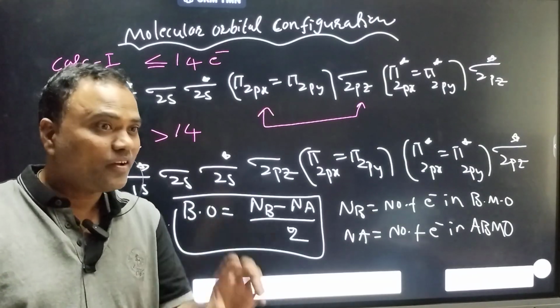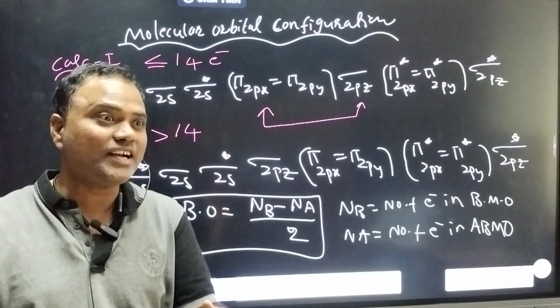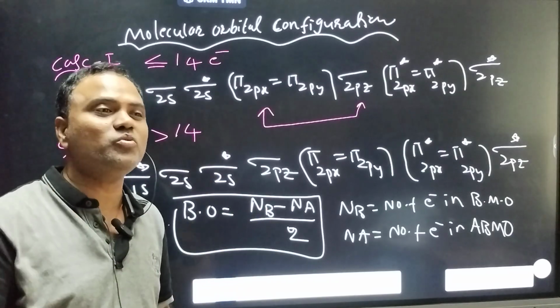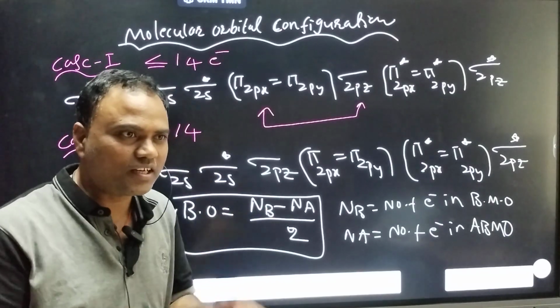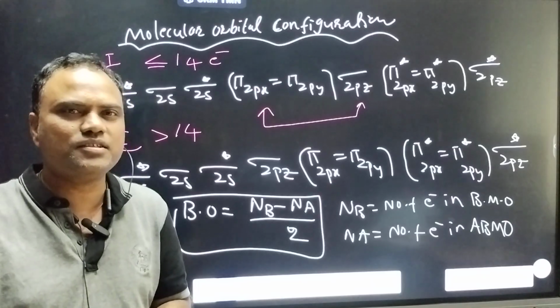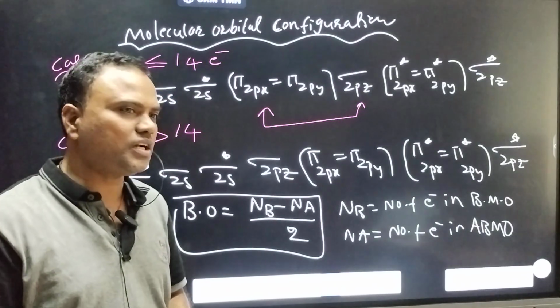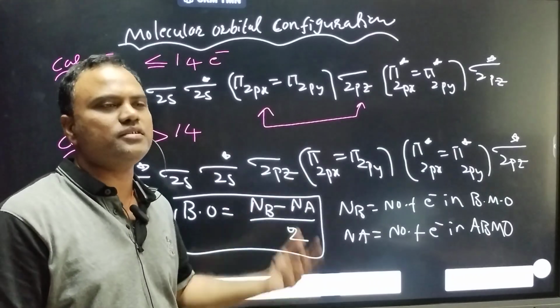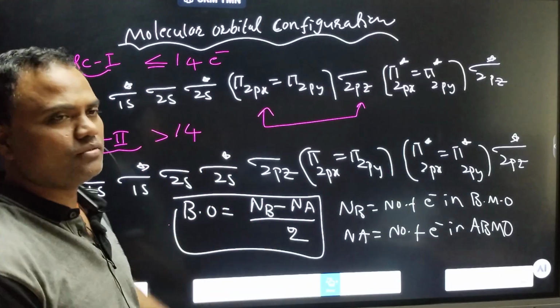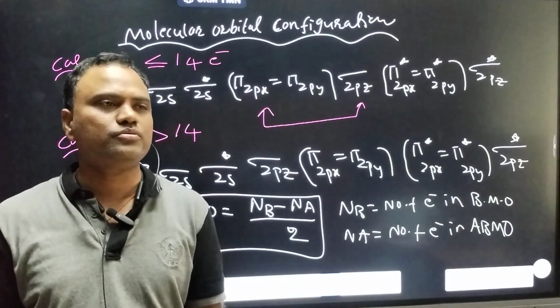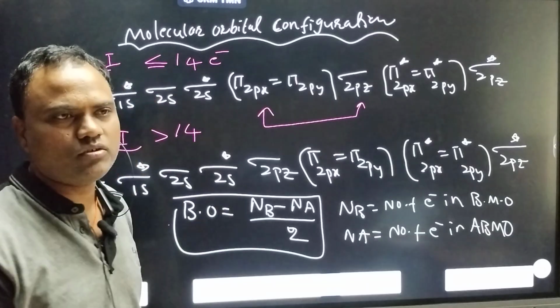Clear? When you get electrons less than 10, that 14 electron table won't work. It has limited application only. When I give you some other different example, for example, H2 minus, how can you find bond order? By using this one. H2 minus, Be2. How can we find? By using this one.